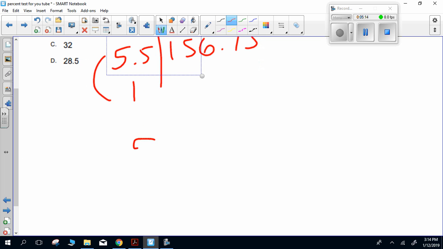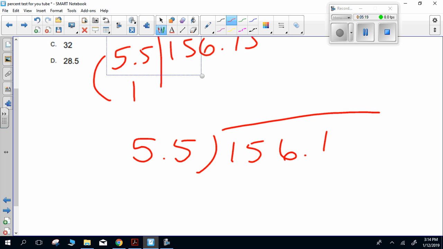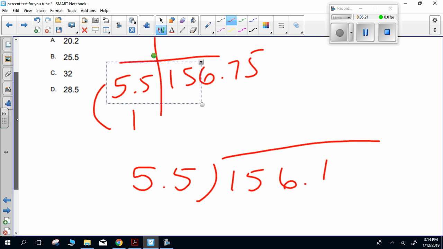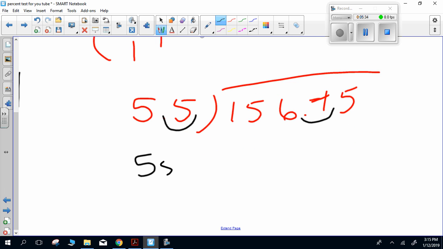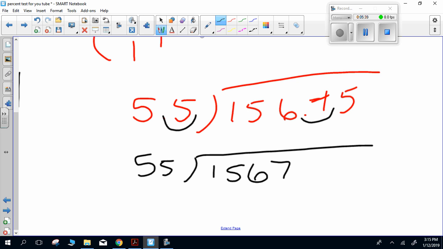Remember, when you divide by a decimal, you must move your decimal point in your divisor till it becomes a whole number. And if you move your decimal point in your divisor, you must also move your decimal point in your dividend. So I move this one 1, and I move this one 1. So now my division problem is 55 into 1,567.5.